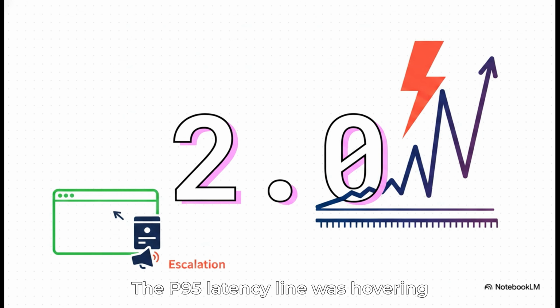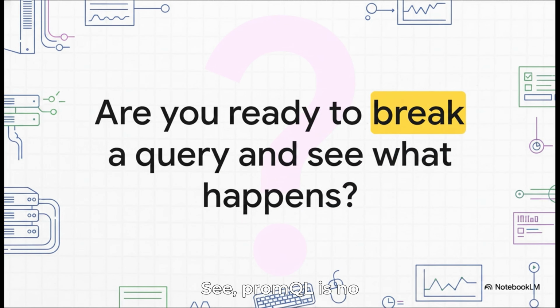The P95 latency line was hovering right around 200 milliseconds earlier, but exactly 3 hours ago, right when that deployment dropped, it spiked strictly above 2.0 seconds, and it has stayed there ever since. Boom, you have your absolute proof. You screenshot the graph, attach it to the ticket, and confidently open that escalation. See? PromQL is no longer a black box to you.